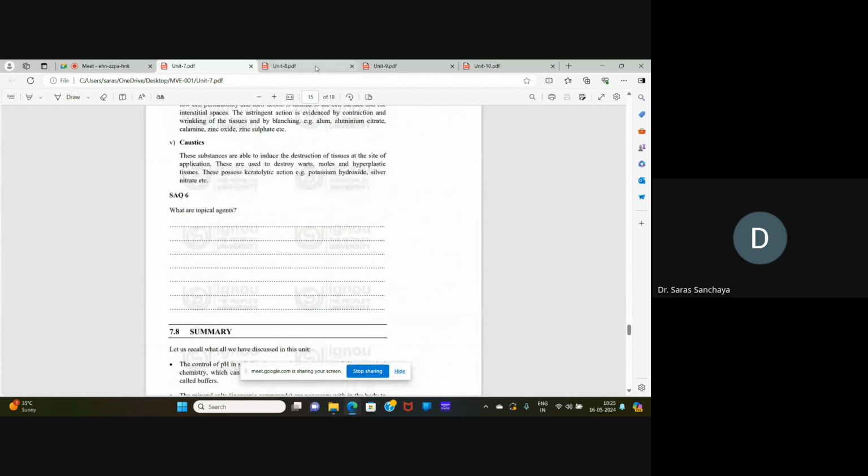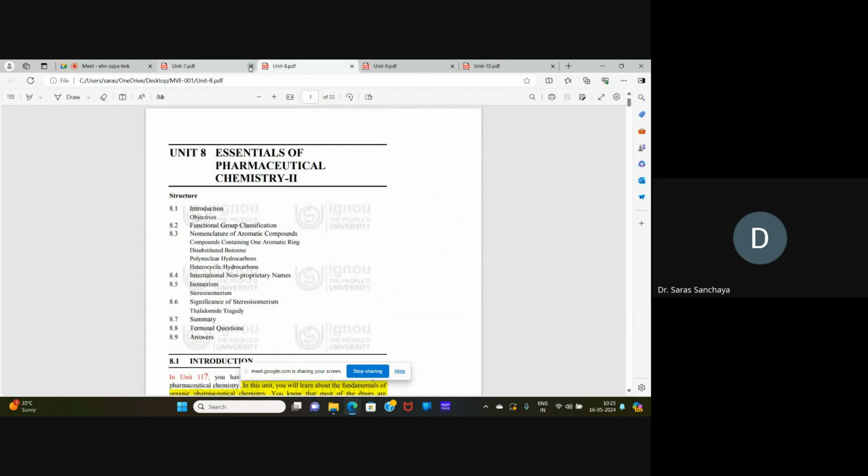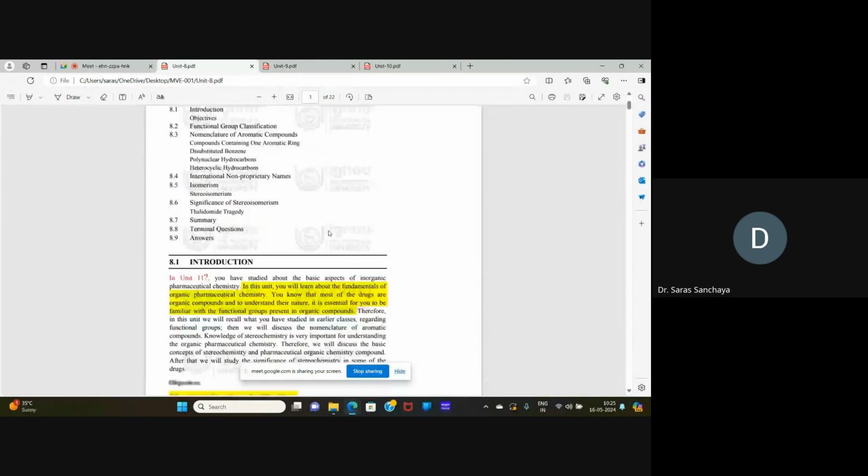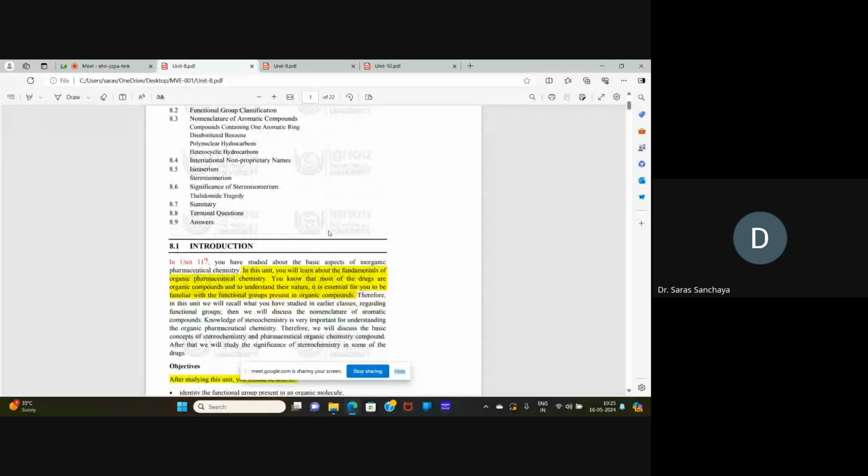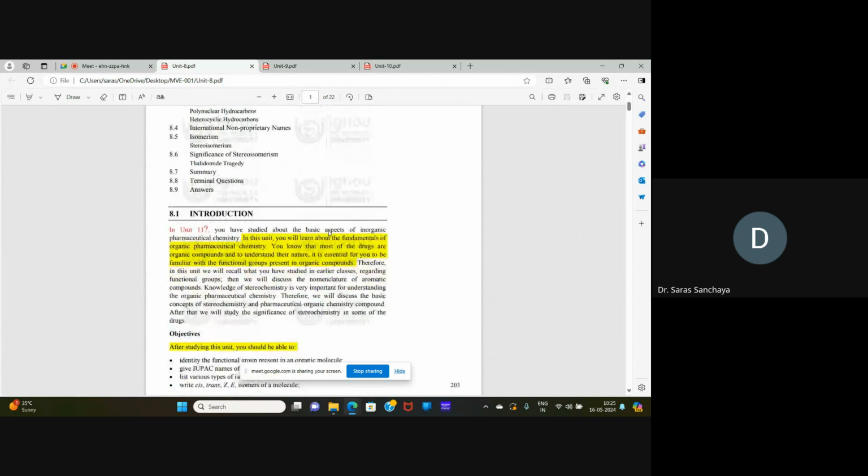Now we'll come to Unit 8, Essentials of Pharmaceutical Chemistry Part 2. In this unit, you will learn about the fundamentals of organic pharmaceutical chemistry. Till now, we were talking about inorganic pharmaceutical chemistry. Now, we'll talk about organic chemistry. You know that most of the drugs are organic compounds, and to understand their nature, it is essential for you to be familiar with the functional groups present in organic compounds.